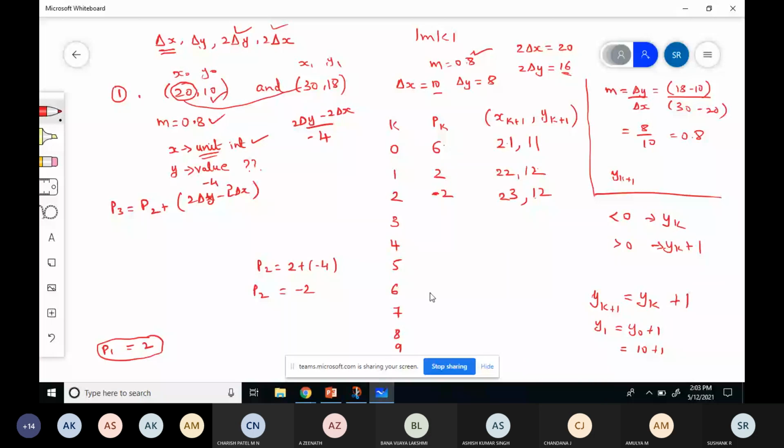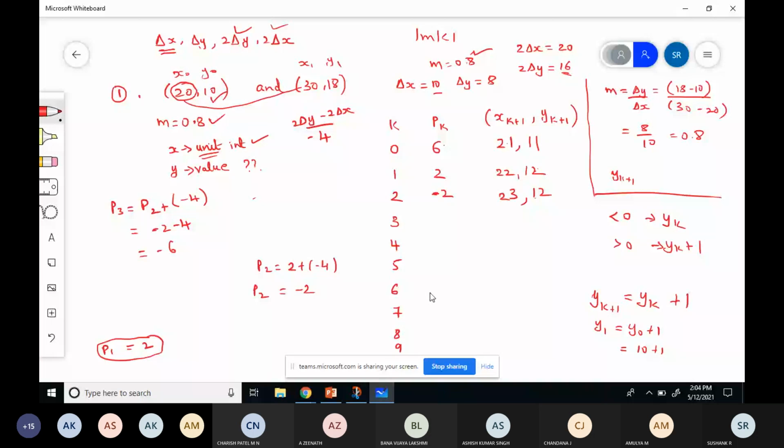From next time onwards, I'll write it directly. P3 is equal to P2 plus minus 4. The previous value of P2 was minus 2, so minus 2 minus 4 will be minus 6. I'm getting it as minus 6. Now let me check. First value I got as 6, then I got 12, and minus. Now one mistake, I've made one mistake.